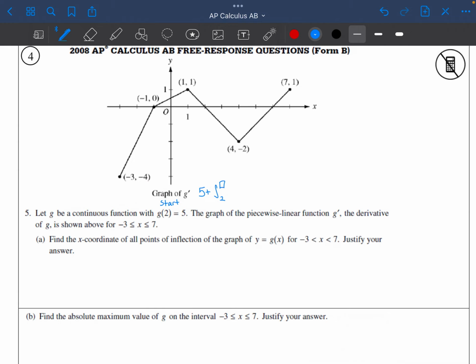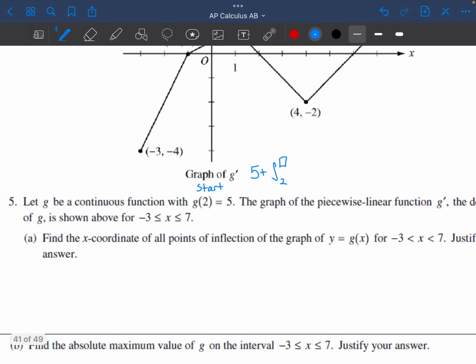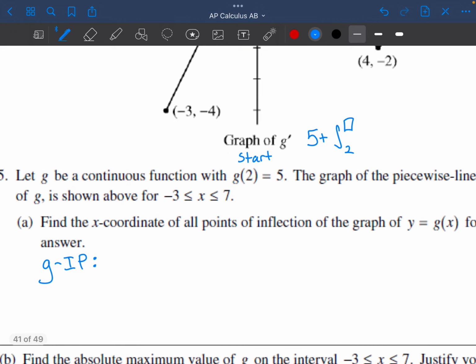Let's do part A. Find the x-coordinate of all the points of inflection. So it's a good thing to know what inflection points are. And we're talking about g here because it tells us it's g of x. So the question I'm asking now is, what is a g inflection point? What is that definition? That is a g double prime sign change.